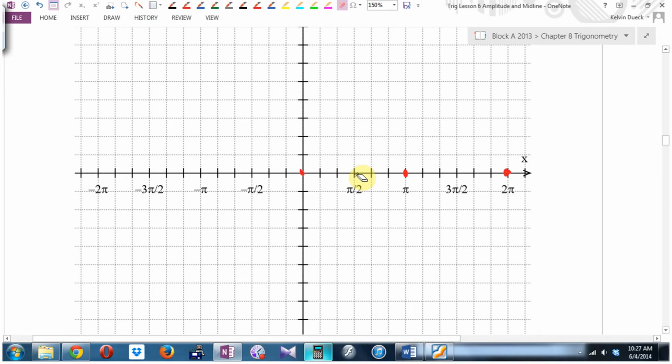How low will I be? Kayvon, sit up. How low will I be? 1, 2, 3, 4, 5. Going to be right there. And Sean, I'm going to be at the top, halfway between here. 1, 2, 3, 4, 5. It's going to look like this.